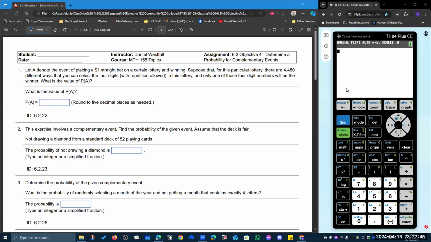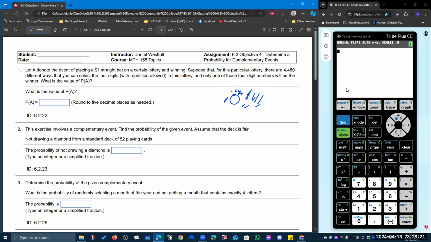In this video, we're going to talk about 6.2 Objective 4, where we determine a probability for complementary events. Complementary events are events that are from sets that are complementary. So logical opposites. For example, if I had my universe here and I had set A, the complement of A would be everything that is not in A. That's in the universe, but not in A.